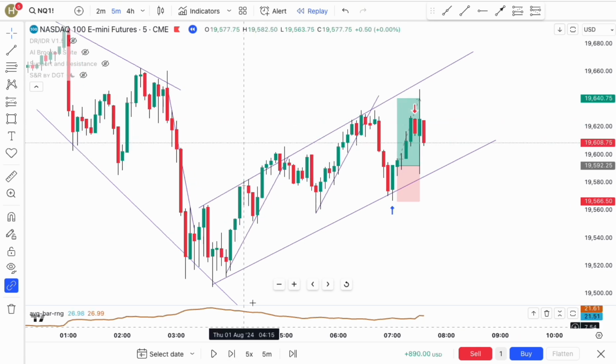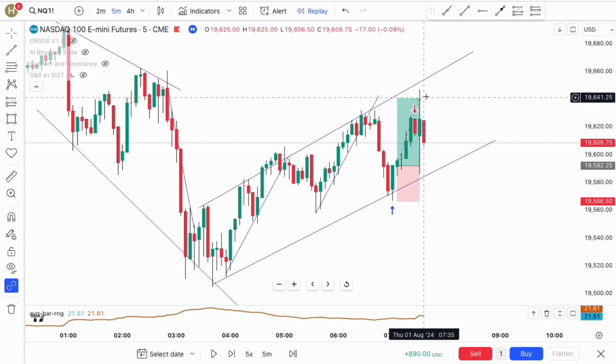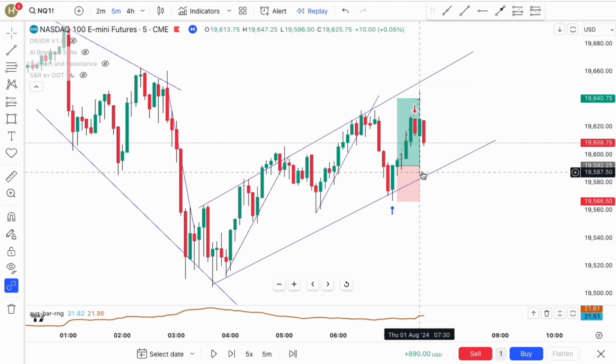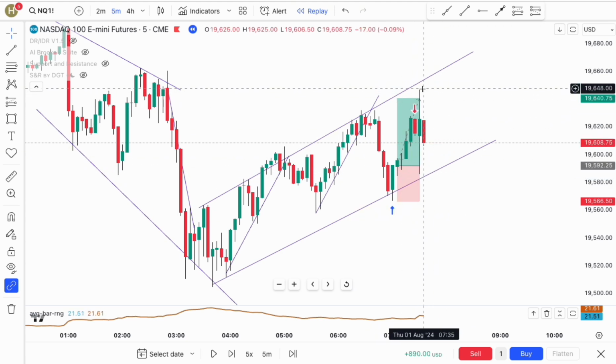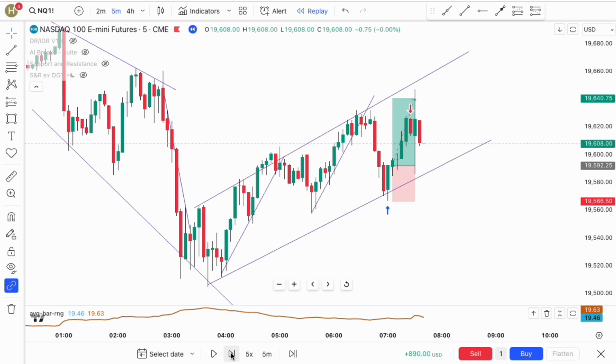And look, see how I talked about volatility? That's a lot of volatility right there. It wouldn't have crossed my stop loss, but it would have actually made me close out. It's a lot of volatility. Now I think we might go down.